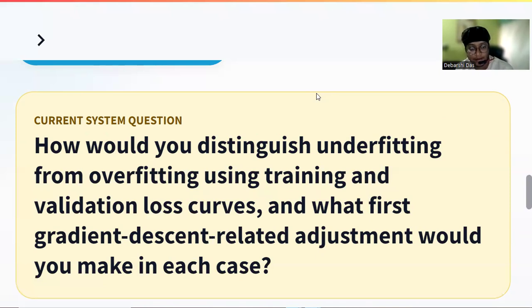And if it is an overfitting issue where it is only underperforming in the unseen data, then we would have to make an adjustment on how the weight is calculated.